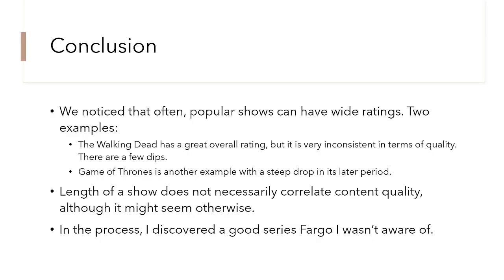So in conclusion, we saw two shows. One was The Walking Dead. This show is very popular but very inconsistent, and we saw there are a lot of spikes. And there's Game of Thrones. There was a steep drop when the later seasons came out, and we saw that in the visualization. For Fargo, for example, which I did not know, I could deduce that it is possibly a good show, so I could go for it.